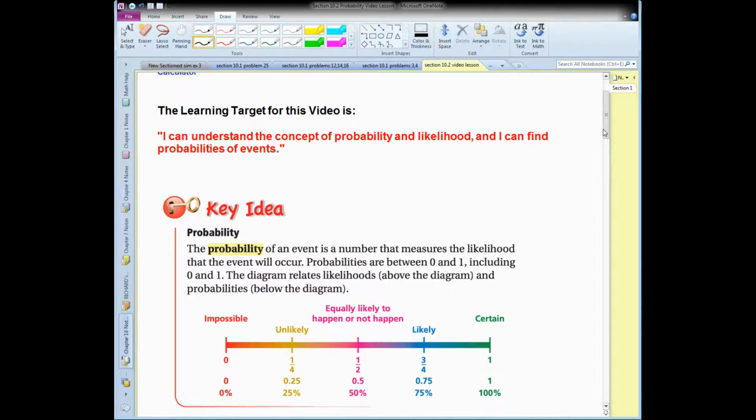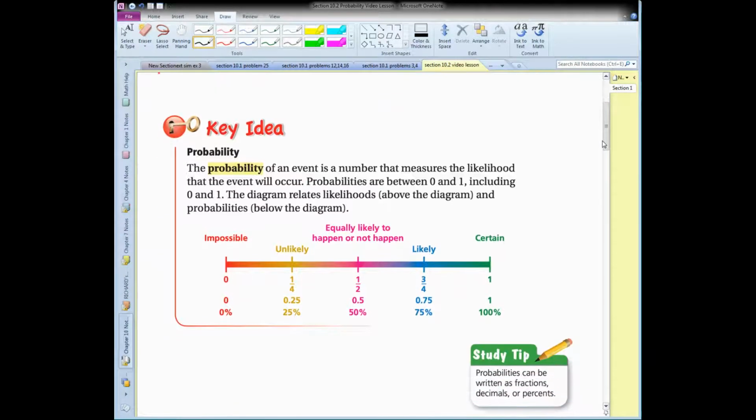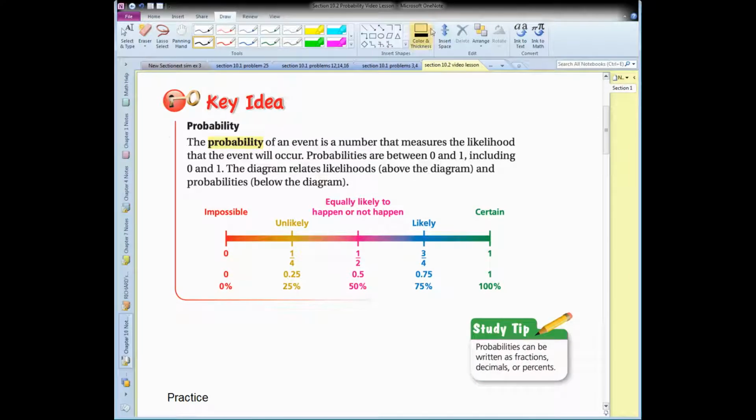All right, so first thing we need is a definition. So the probability of an event is a number. Okay, that number is between 0 and 1. And it is a number that measures the likelihood that the event will occur. Okay, and we'll look at some examples.